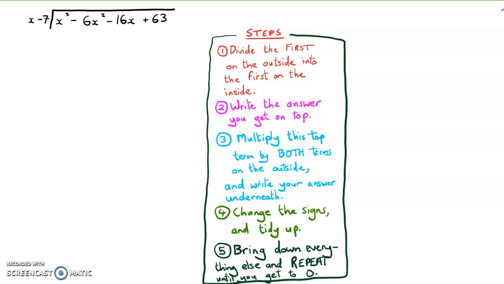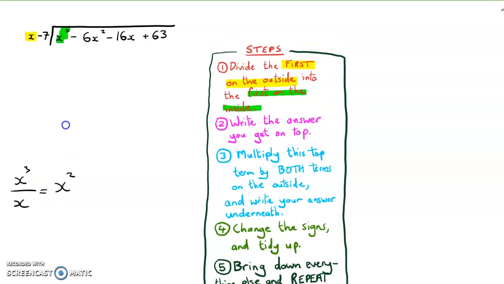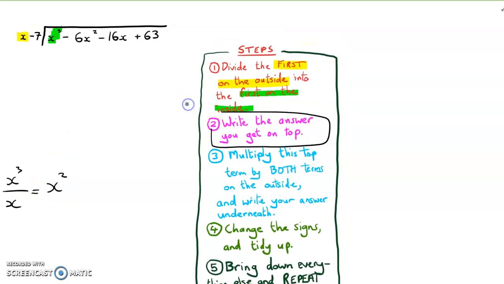I hope you gave it a go. Let's do step 1 first. Divide the first on the outside. So the first on the outside is x, by the first on the inside, which is x cubed. Okay, so x cubed divided by x gives me x squared. Write your answer on top, up here, x squared.